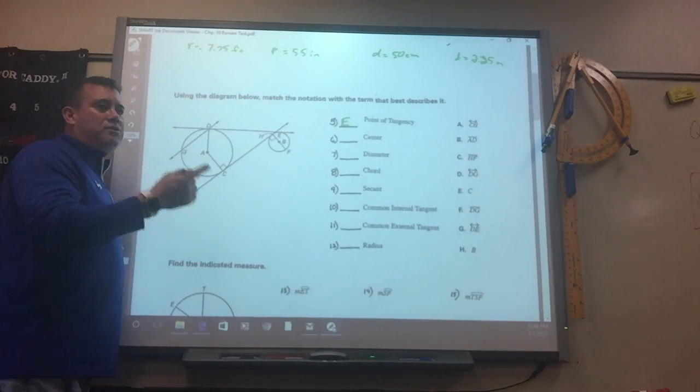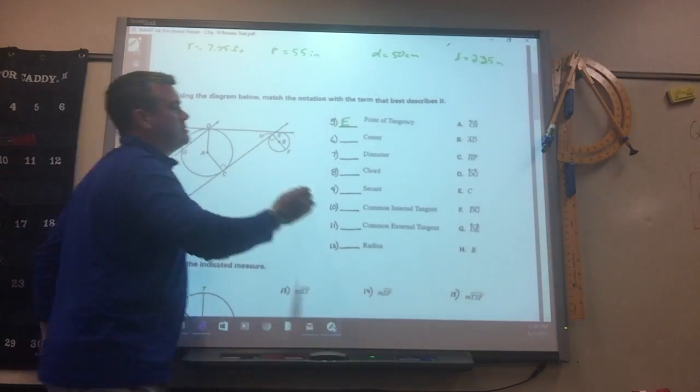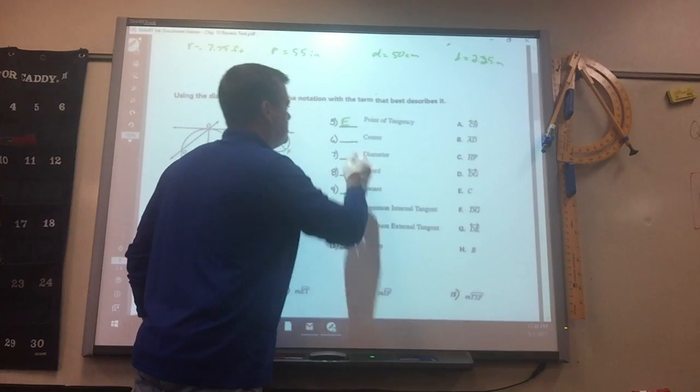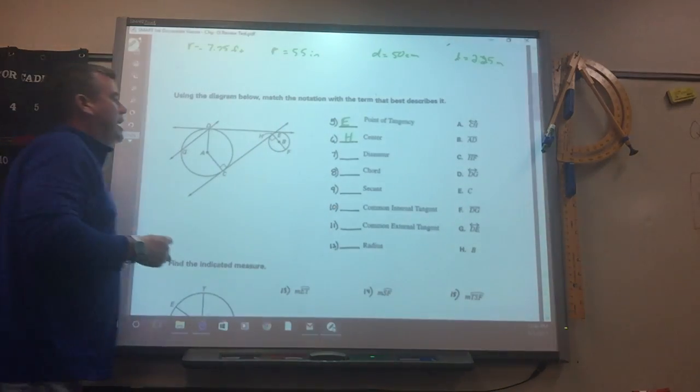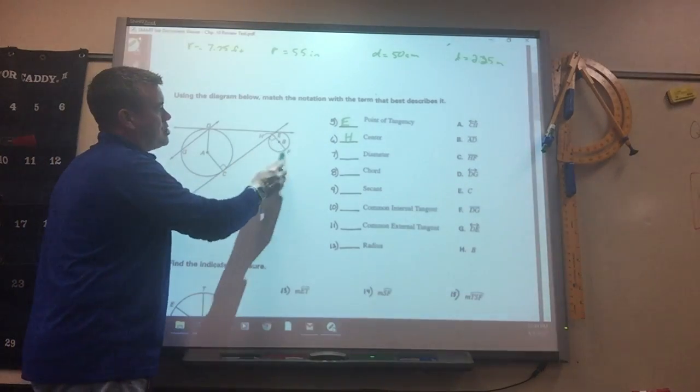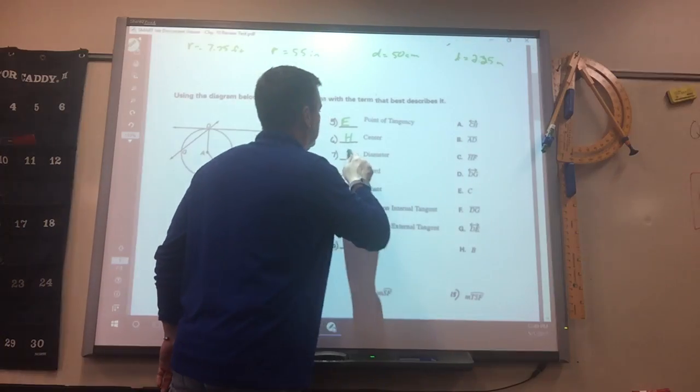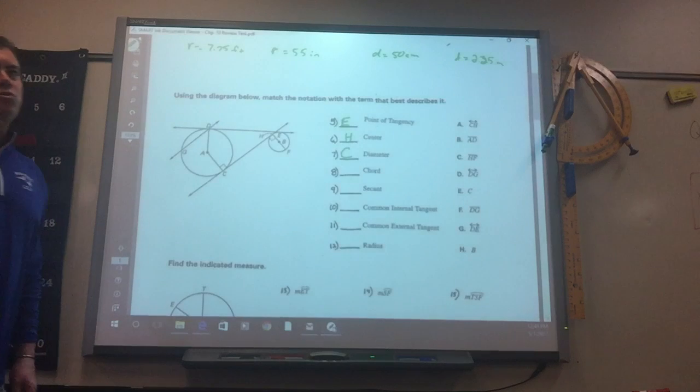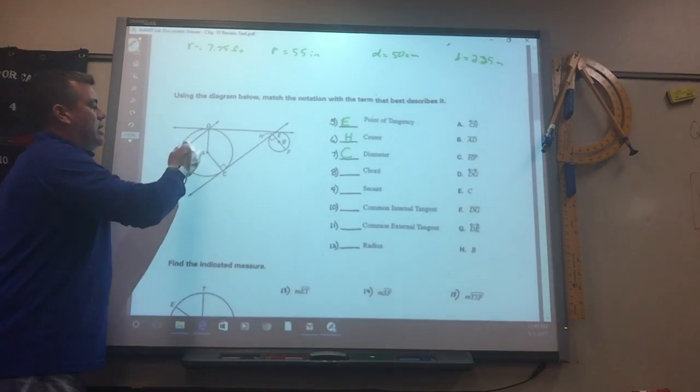The center, you've got two choices. It's either A or B. H, right there. A diameter, there is only one diameter. HF. C. A chord, this one you've got more than one choice.